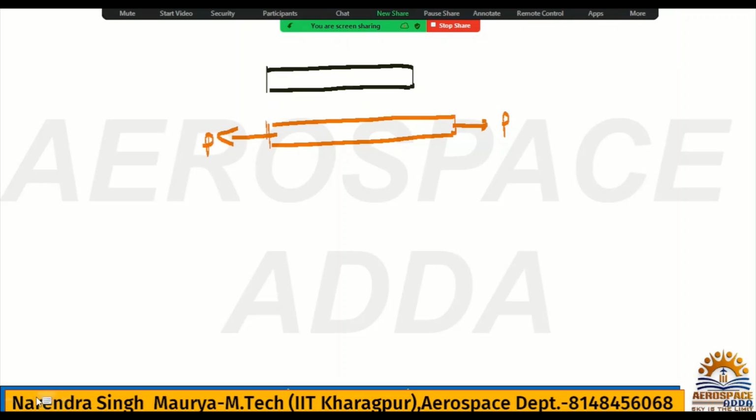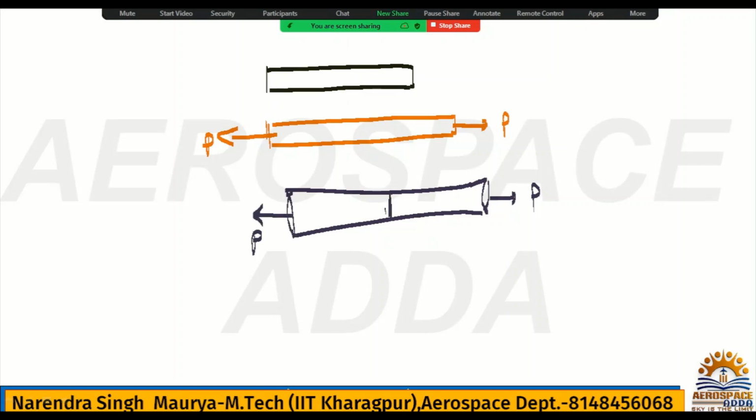But this is not actual. What is the actual? The length will increase, but at the same time the diameter will also decrease, something like this. See, the length is increasing, but at the same time there is thinning here. So the minimum area, where the minimum area occurs in the bar, is called the neck. Okay, so it's very clear now.